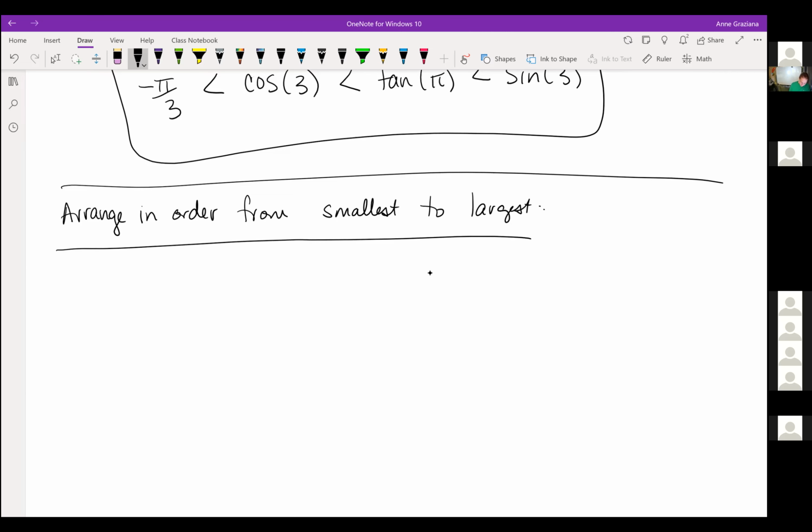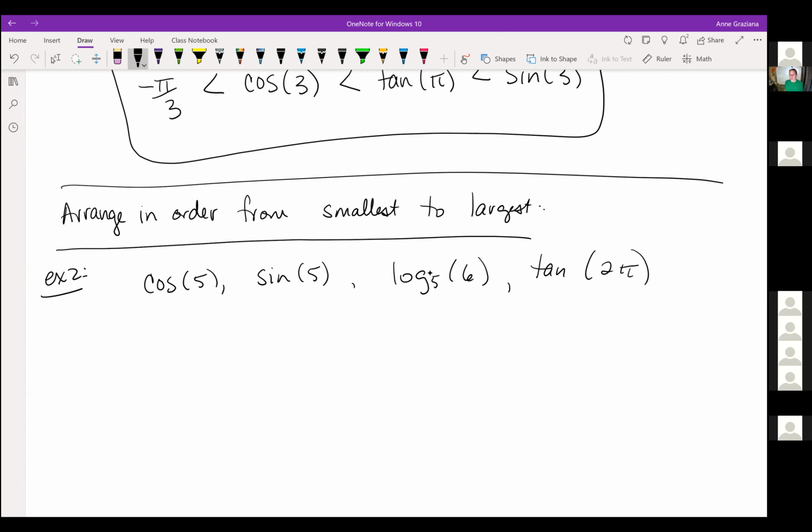Okay, so here we go. Arrange in order from smallest to largest. So example 2. I want you to do cosine of 5, sine of 5, and then log base 5 of 6, and then tangent of 2 pi. I'm going to give you guys a couple of minutes to see if you can figure those out. At least get their approximations.